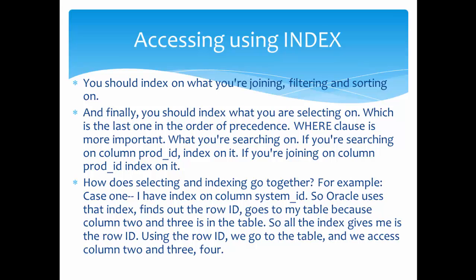How does selecting and indexing go together? For example, case 1, I have an index on column system ID. Oracle uses that index, finds out the row ID, and goes to my table because columns 2 and 3 are in the table. All the index gives me is the row ID. Using the row ID, we go to the table and access columns 2, 3 and 4.